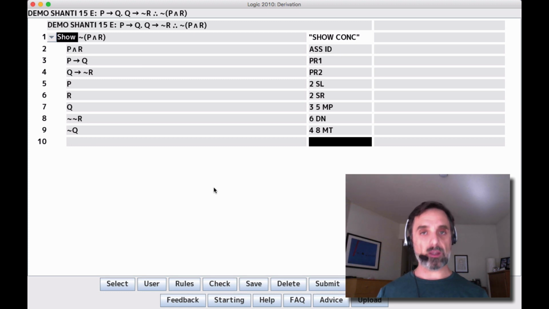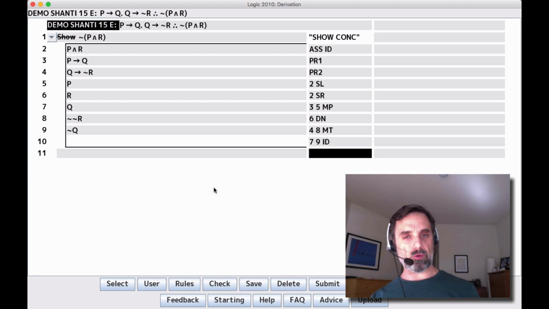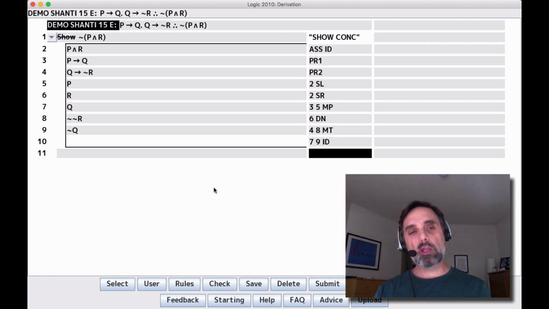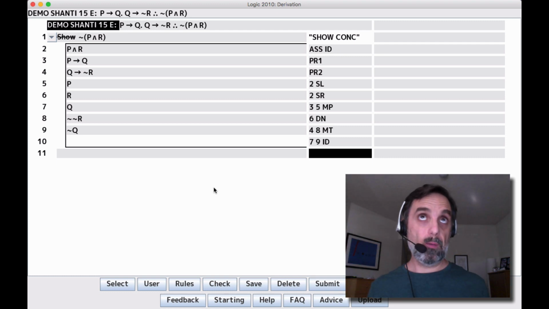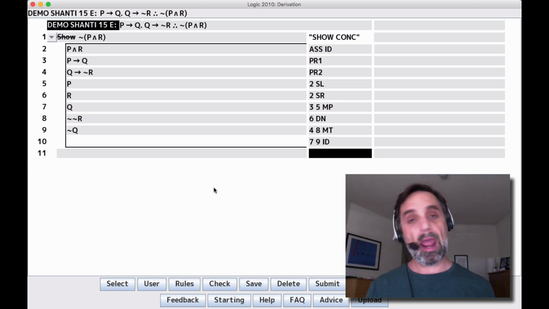And now there's another contradiction, 7, 9 ID. So in the previous one, we had a contradiction with R and not R. Here we have a contradiction with Q and not Q. So you can see that when you are doing an indirect derivation, there are going to be different ways to get to different contradictions, and any are fine. As long as you get to a contradiction, that's all you need, you're good to go.